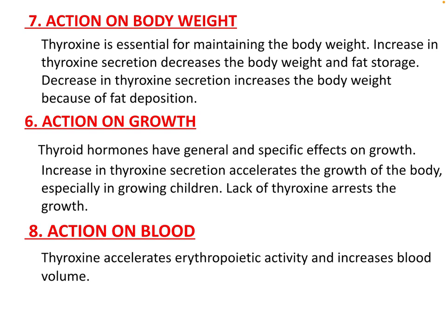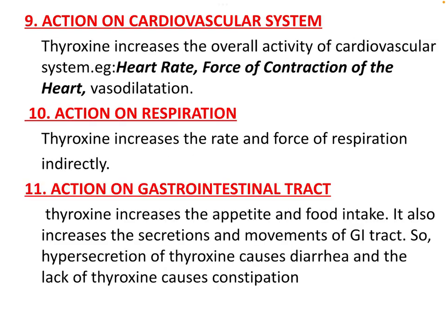Next action is on blood. Thyroxine accelerates erythropoietic activity and increases blood volume. It is one of the important general factors necessary for erythropoiesis. Polycythemia is common in hyperthyroidism. Next is action on cardiovascular system.